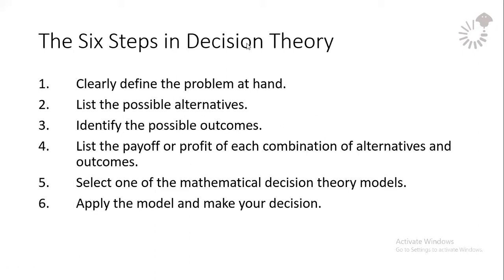Focus on 1, 2, 3. O sige, enumerate muna natin lahat. Number 4, list the payoff or profit of each combination of alternatives and outcome. 5, select one mathematical decision theory model. And 6, apply the model and make your decision. So we will do all to come up with the best possible decision. So, one, two, three. Doon muna tayo sa 1, 2, 3. Identify the problem. Identify the alternatives. Identify the possible outcomes.